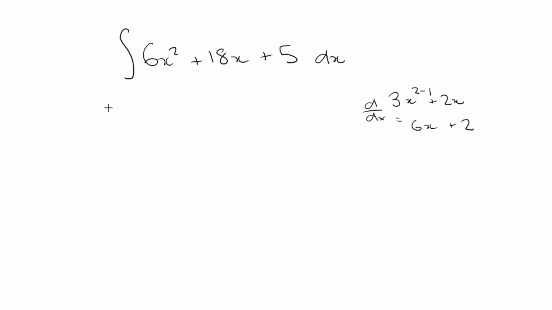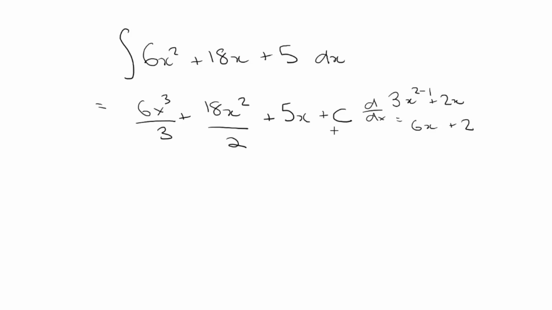But when it comes to integrating, what we do is we add the power by 1 and we multiply it by the new power. So, sorry, we divide it by the new power. So in this case, we have 6x cubed over 3 plus 18x squared over 2 plus 5 times x. Now, the reason why it's just x here is because the new power is 1, so there's no point dividing by 1. And we have a plus c.